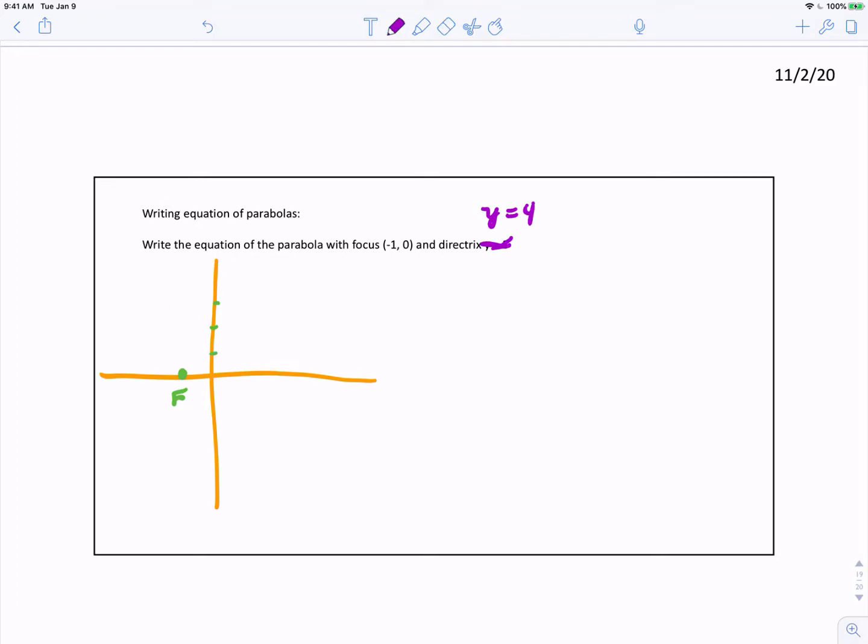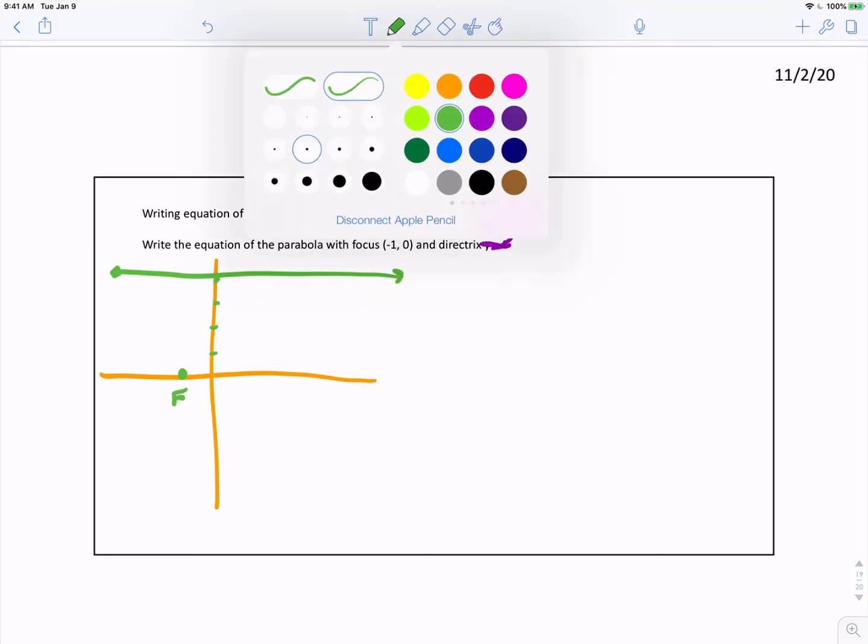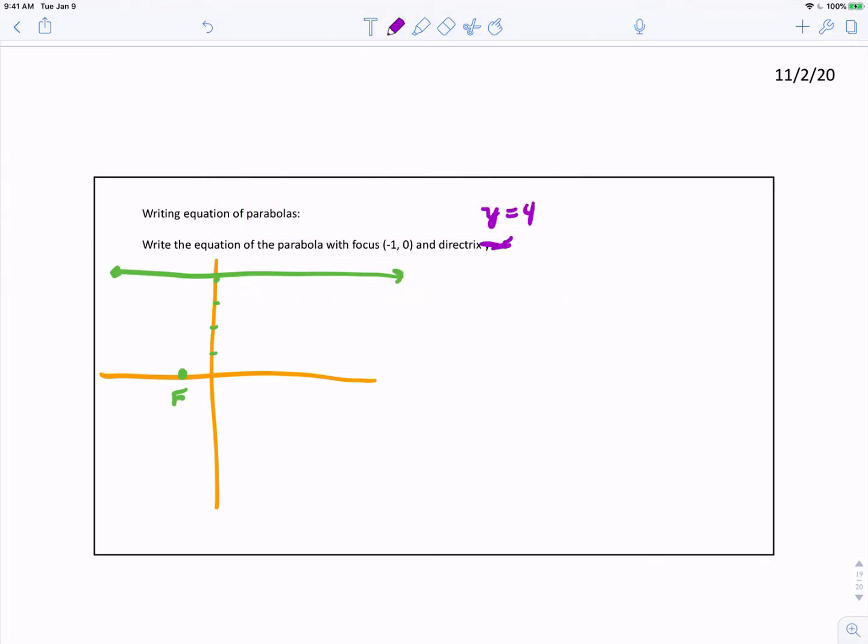Okay, so let's graph that directrix. 1, 2, 3, 4. All right, so this is the line y is equal to 4. So the first thing we want to do is find the vertex. And the vertex is halfway between the focus and the directrix. So we can locate the point right there. Let's talk about its coordinates: -1, 2. So that's going to be the vertex of the parabola.